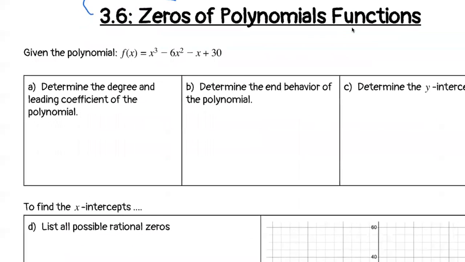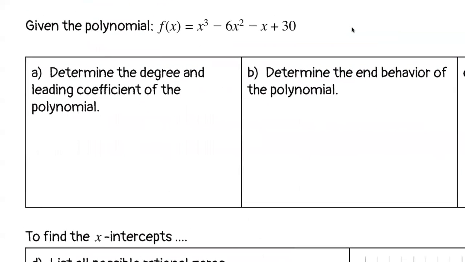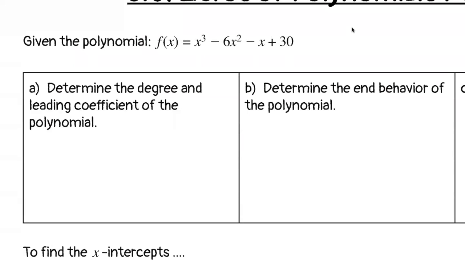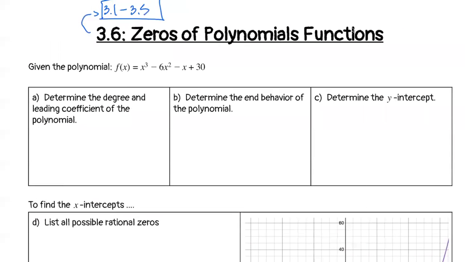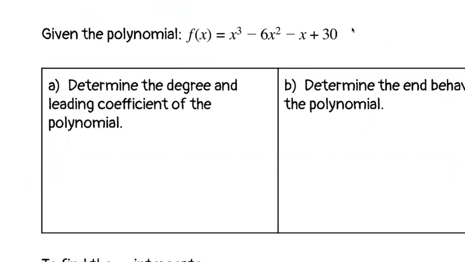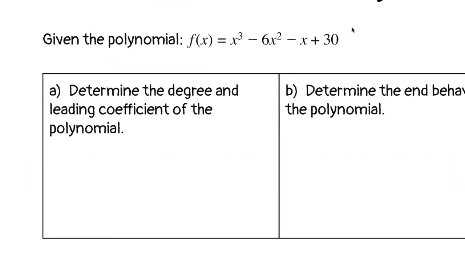So let's take a look at this polynomial. We're given f of x equals x cubed minus 6x squared minus x plus 30. What I'd like us to do is try and answer these first three questions: determine the degree and the leading coefficient of the polynomial, determine the end behavior of the polynomial, and then determine the y-intercept. Let's start with determining the degree and leading coefficient.